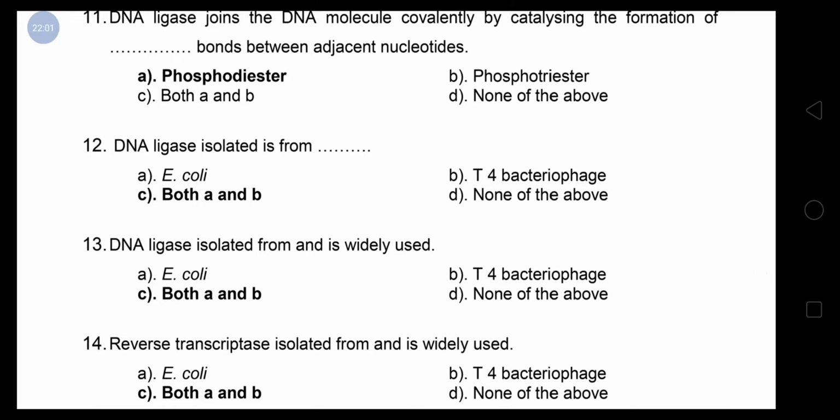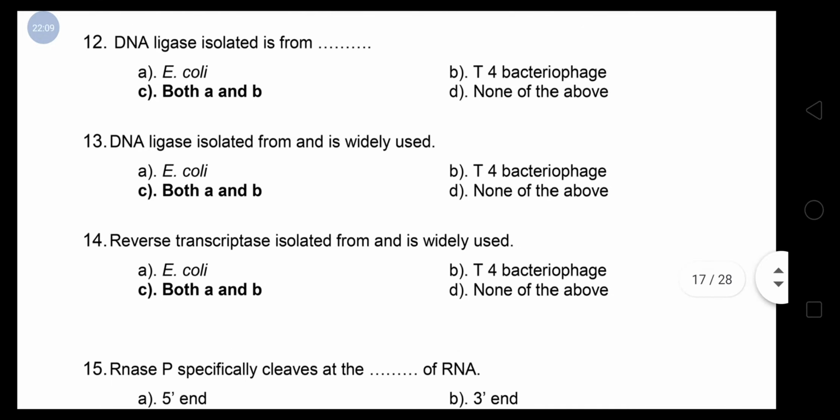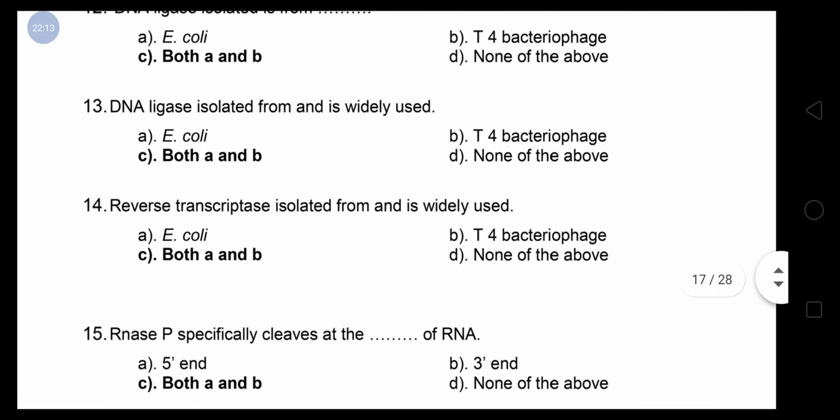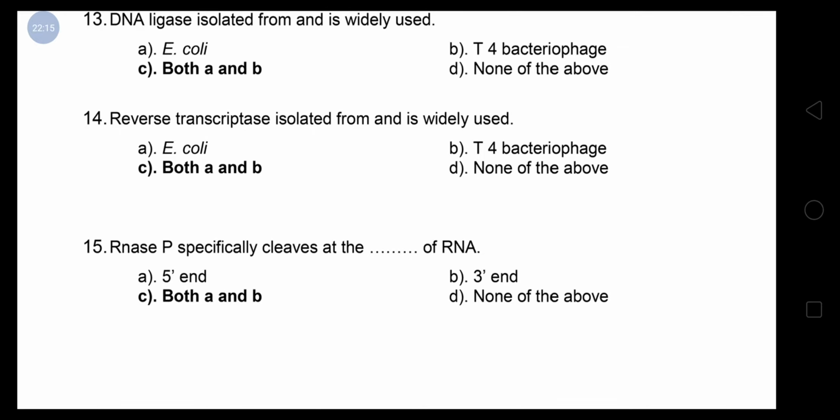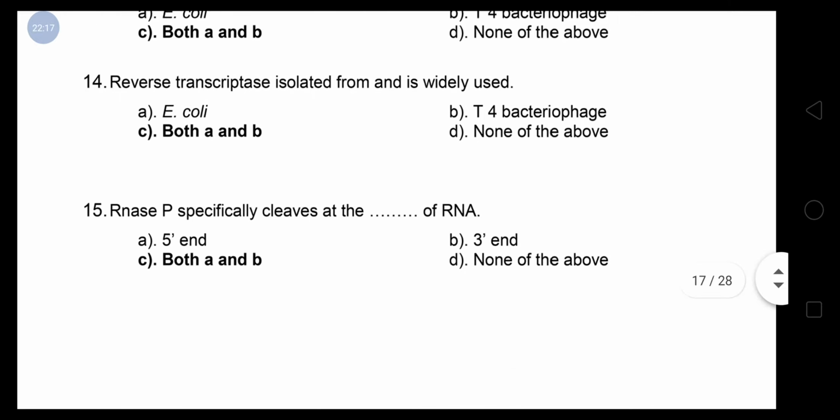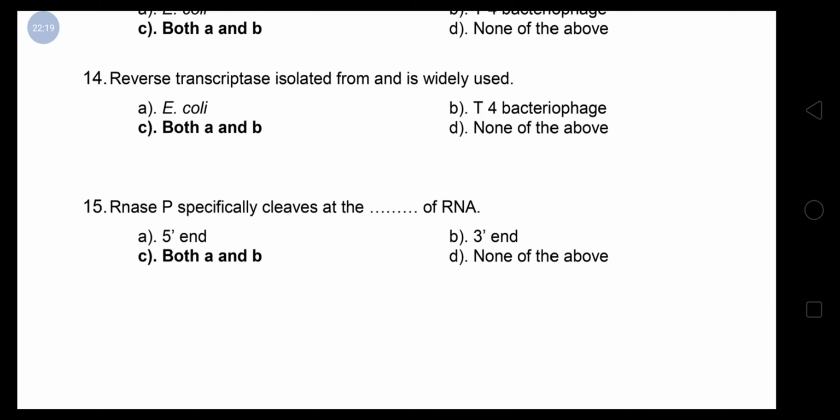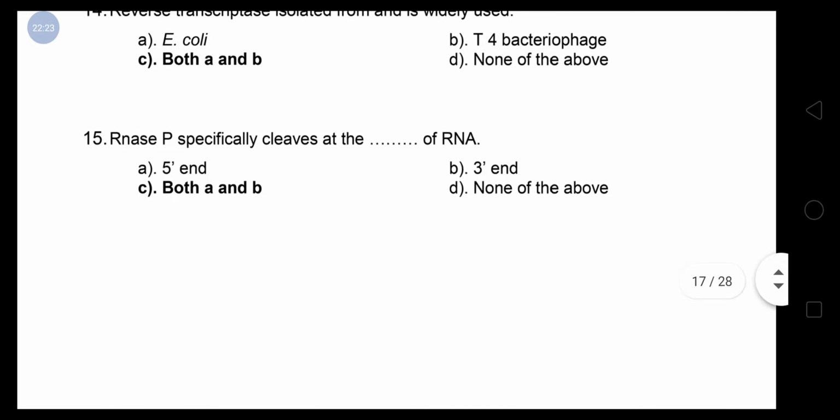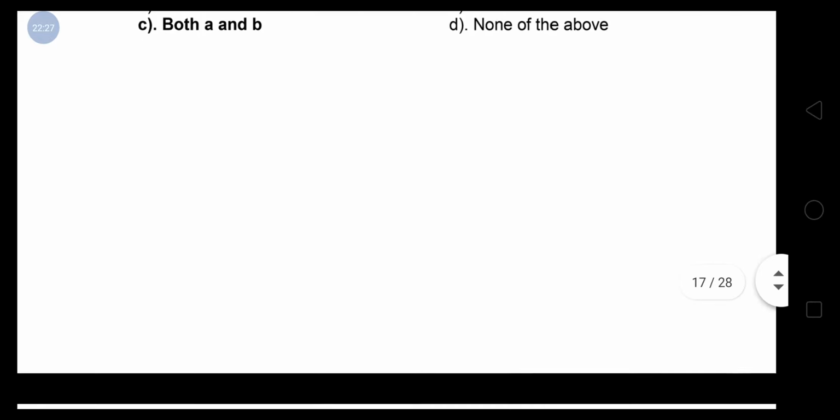DNA ligase joins the DNA molecule covalently by catalyzing the formation of phosphodiester bonds between adjacent nucleotides. DNA ligase is isolated from E. coli and T4 bacteriophage. RNase specifically cleaves at the 5' end as well as the 3' end of RNA.